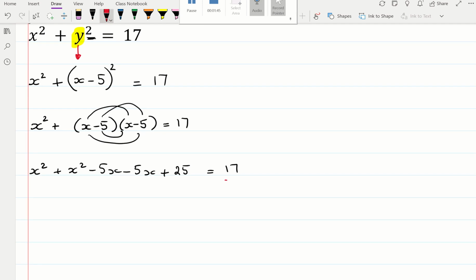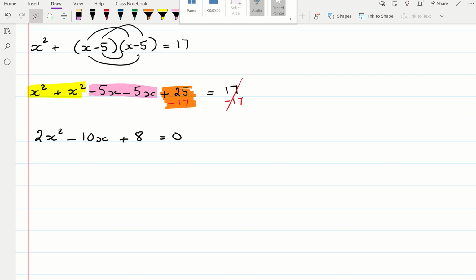And you want to subtract the 17 from the 25 because you want to make the equation equal to 0, and you want to collect like terms. So x squareds are alike, the x's are alike, and of course these two can be simplified. The 25 take away 17. So I've got x squared plus x squared is 2x squared. Minus 5x minus 5x is minus 10x, and then 25 minus 17 is a positive 8. That is an equation that you can solve.